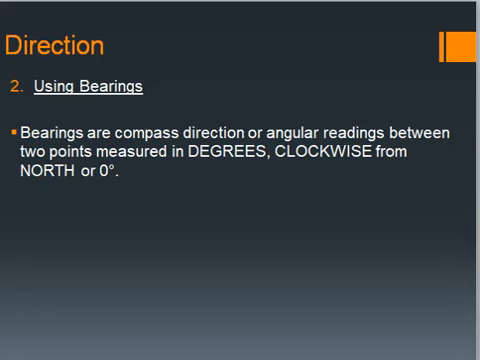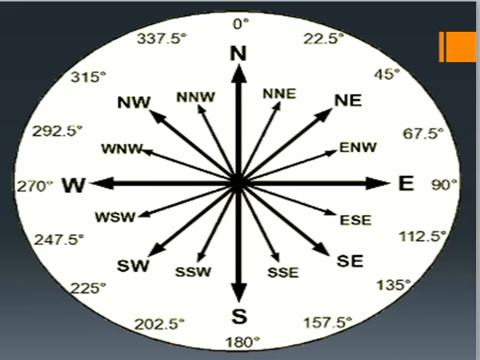The second way of finding direction is by using compass bearings. So bearings are compass direction or angular readings between 2 points measured in degrees clockwise from north or 0 degrees. Now at this level you must know the 16 cardinal points as well as their corresponding compass bearings. The 16 cardinal points, as you could see, start from north and then go to north northeast, northeast, east northeast.